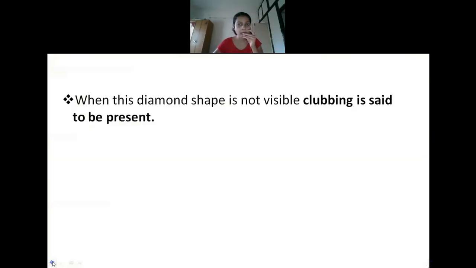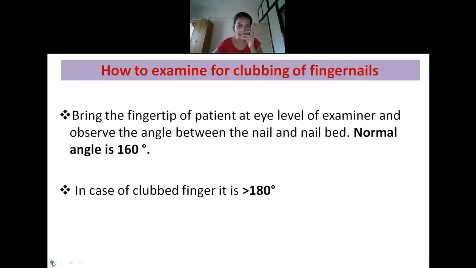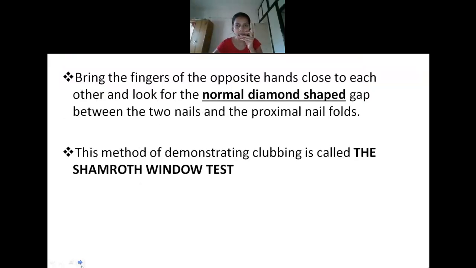Normally you will see a diamond shape. But in abnormal cases, if you don't see the diamond shape, what does it mean? It means that there is clubbing of fingers. Already I told, normally the angle is 160 degrees, but in clubbed fingers it is more than 165. 180 is the maximum here, but 165 only will tell that it is abnormal.